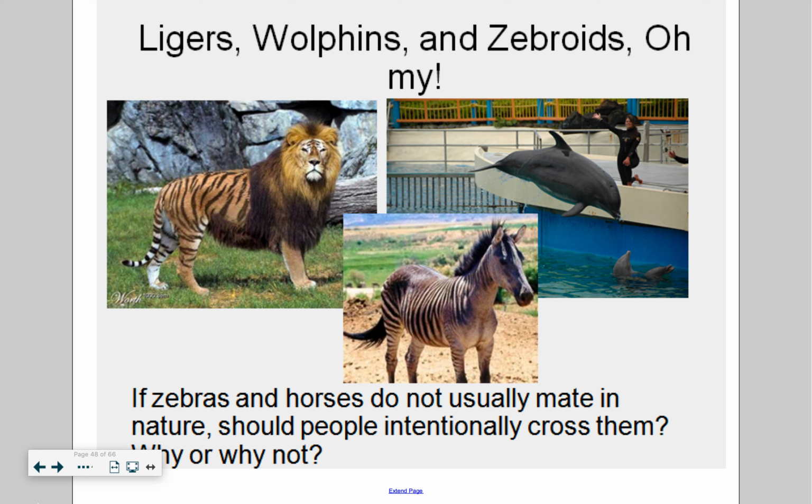So we do have ligers, okay? Wolfins, whales, and a dolphin, and then zebroids were the organisms on the previous slide. So my question to you is, if zebras and horses do not usually mate in nature, should people intentionally cross them? Why or why not? In class, we're going to have this discussion, but if you're watching this, think about it. What do you think?